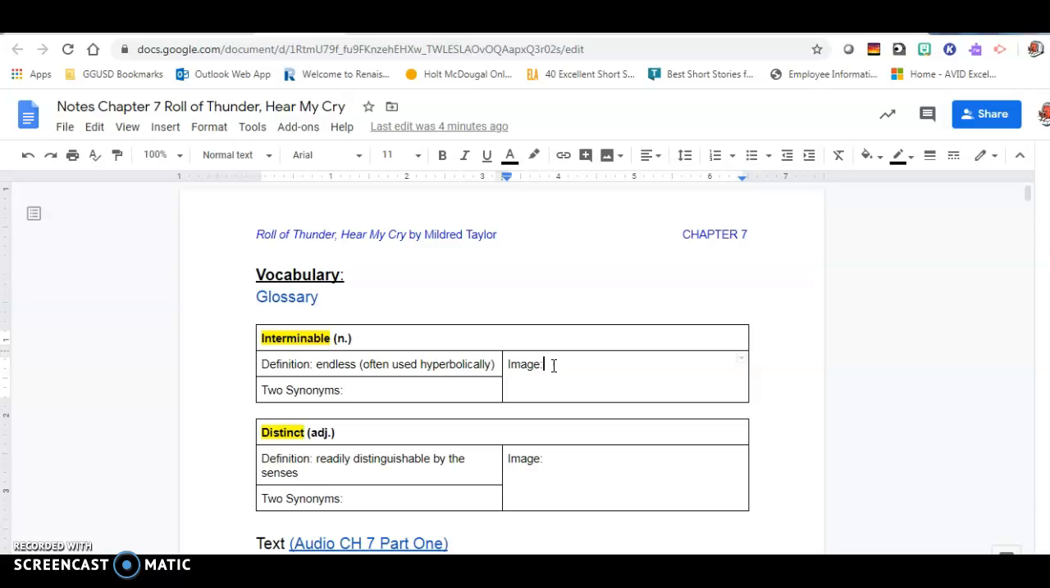The other word, distinct, means readily distinguishable by the senses. So if something has a distinct smell, you know what that smell is right away. Like if you walk into a room and you smell a distinct smell, you can tell right away, like, oh, I smell coffee, or oh, I smell bacon, or anything that has a distinct smell like that. So distinct just means you could easily tell what that is.